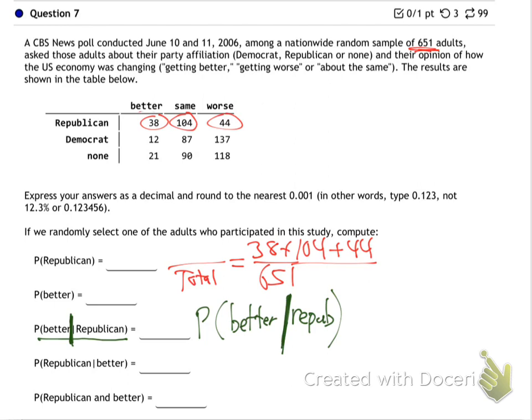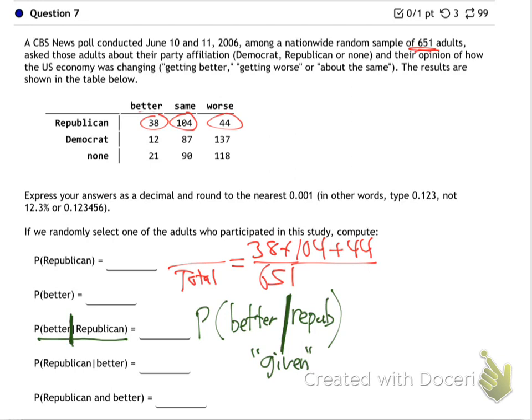Do you know what that straight line means? Given. That's the shortcut symbol for given. When they do that straight line like that, that's what statisticians use for the word given. They use it so often, they actually have a symbol for it.